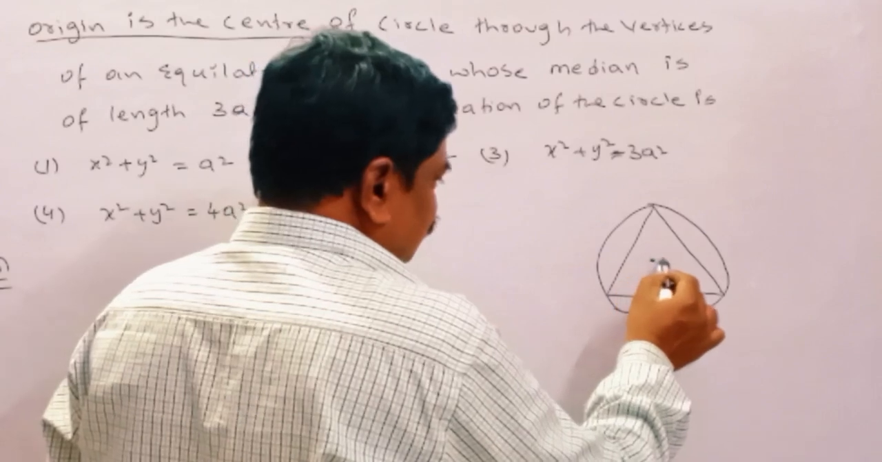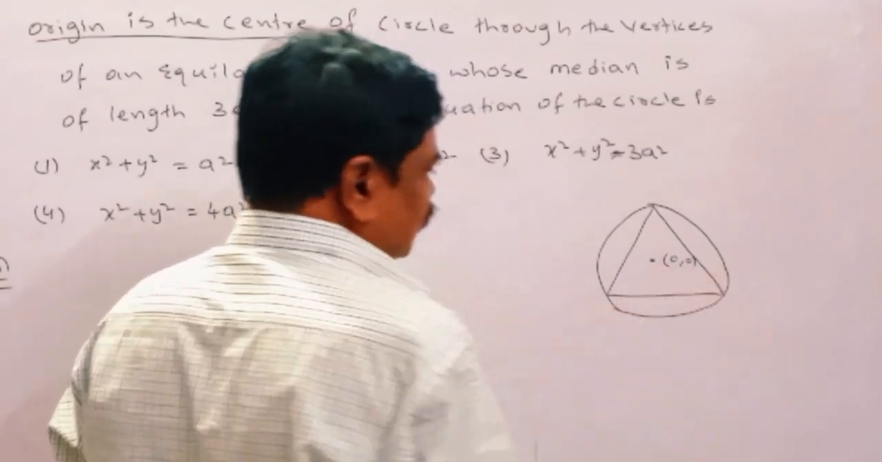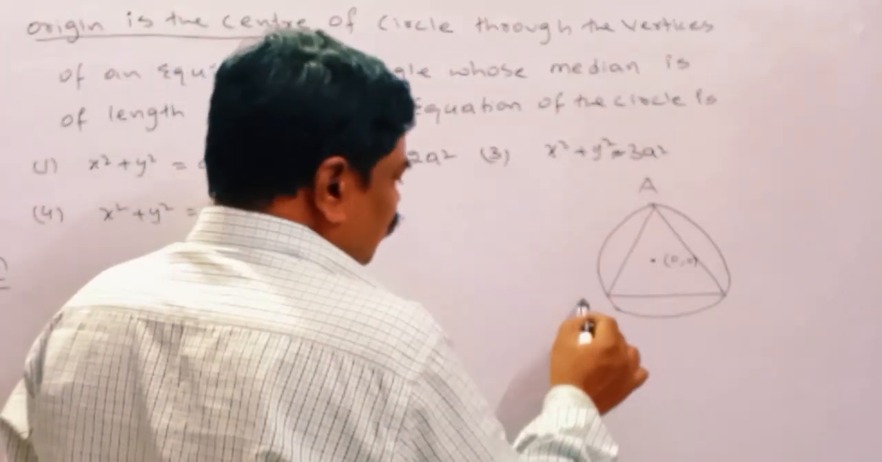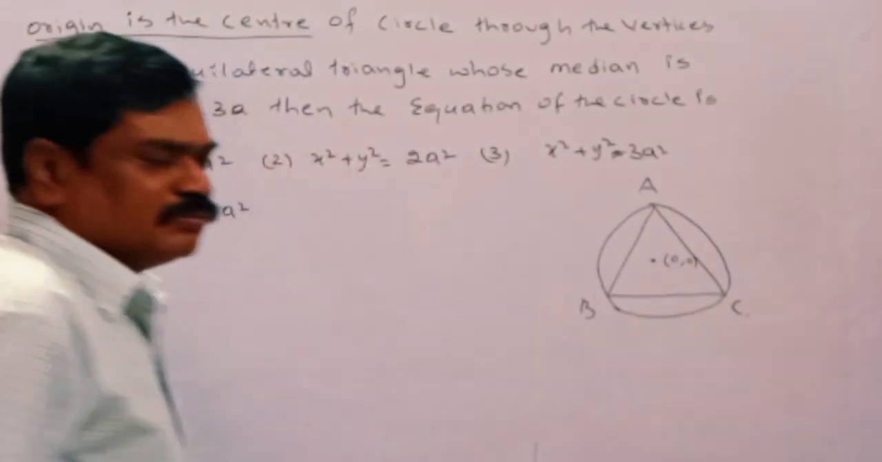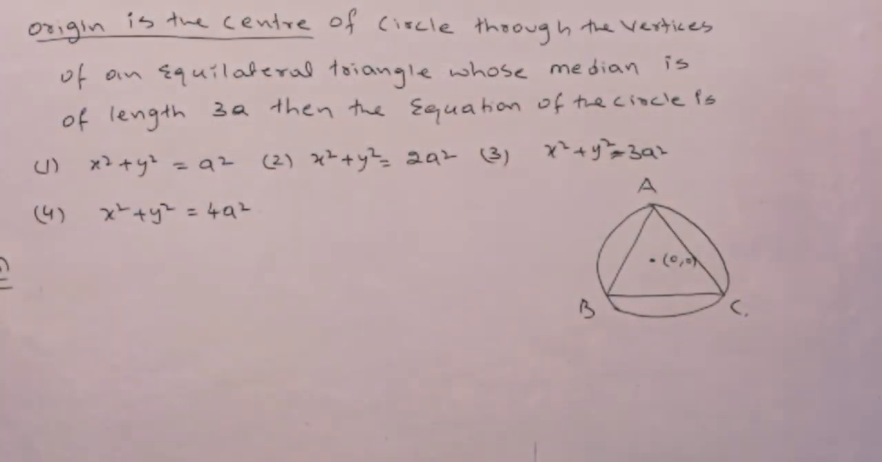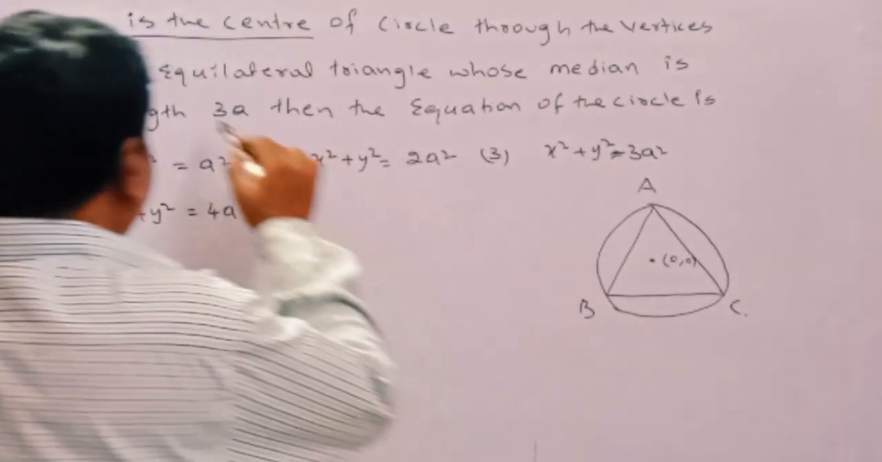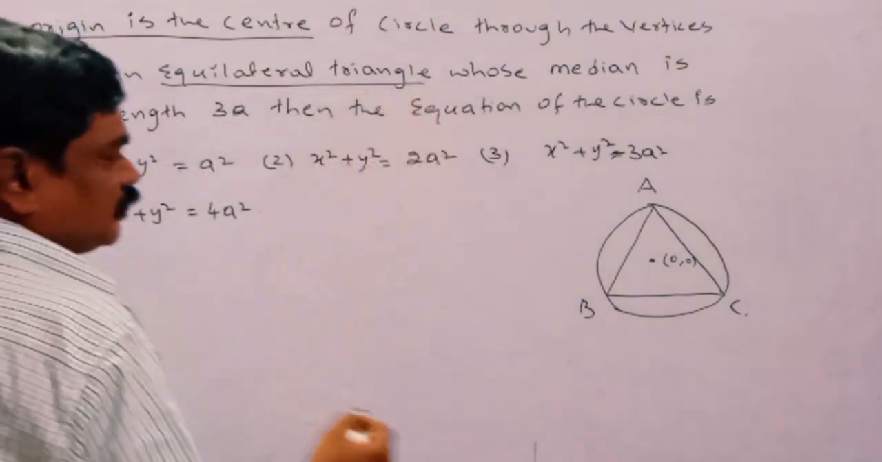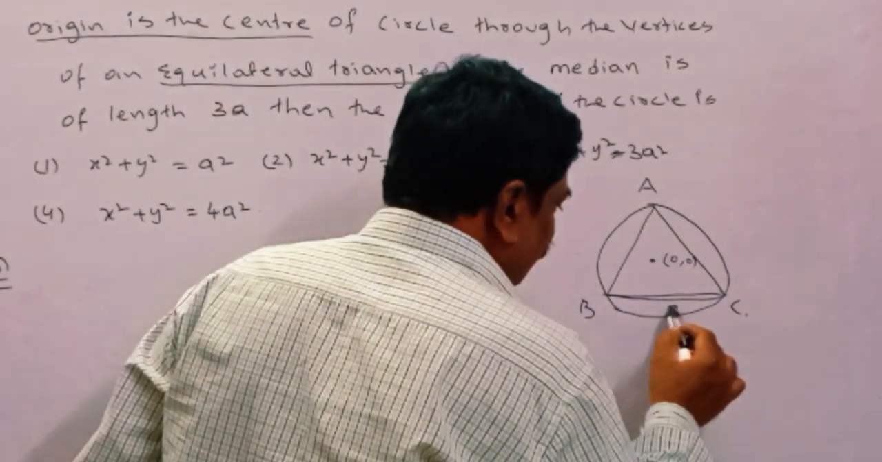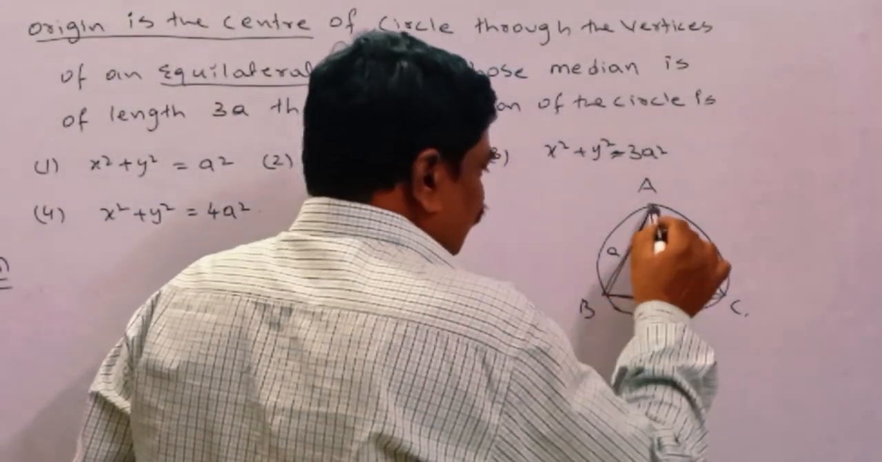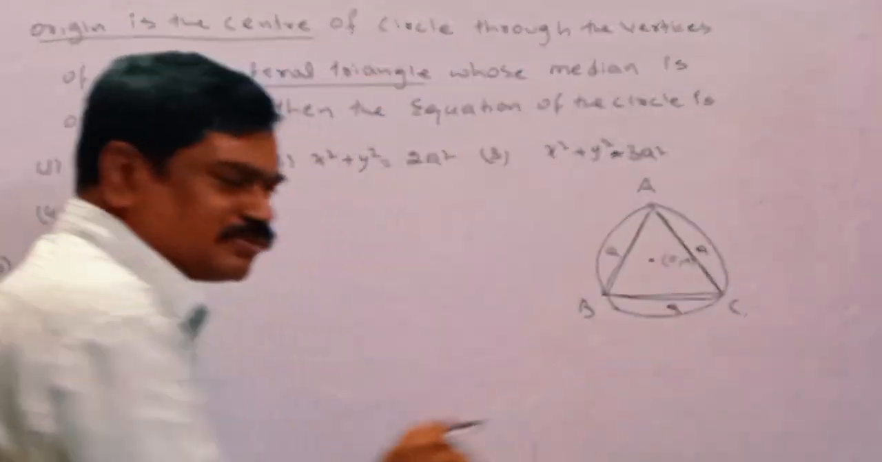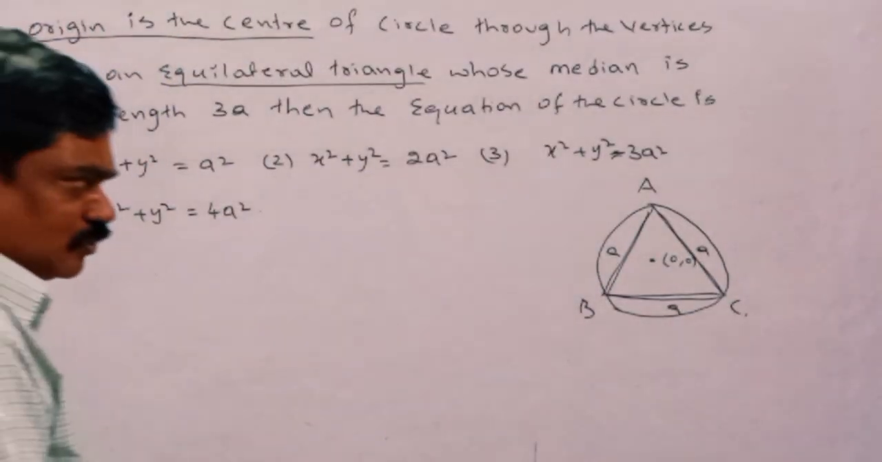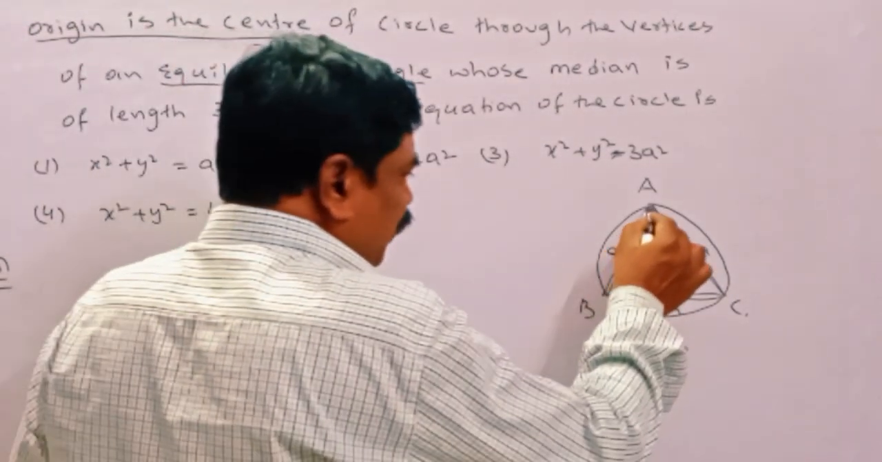And origin is the center of the circle. A, B, C are vertices of a triangle, and this is an equilateral triangle. That means this side is a, this is a, and this is a. All the sides are equal. So we are given the median.